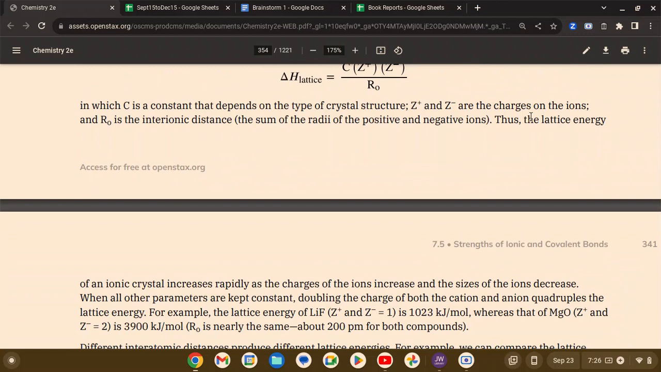Thus, the lattice energy of an ionic crystal increases rapidly as the charges of the ions increase and the sizes of the ions decrease. When all other parameters are kept constant, doubling the charge of both the cation and anion quadruples the lattice energy. For example, the lattice energy of lithium fluoride is 1,023 kilojoules per mole, whereas magnesium oxide is 3,900 kilojoules per mole.